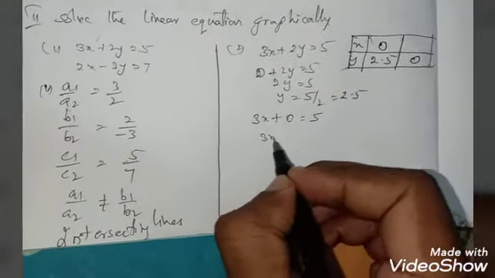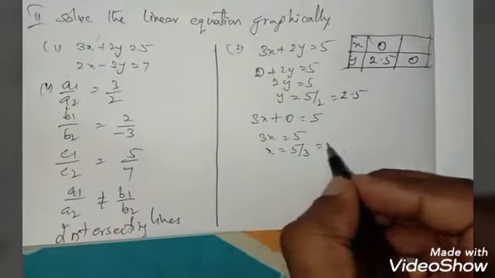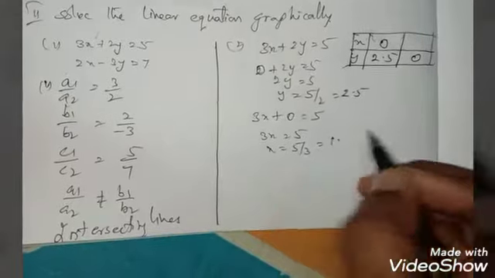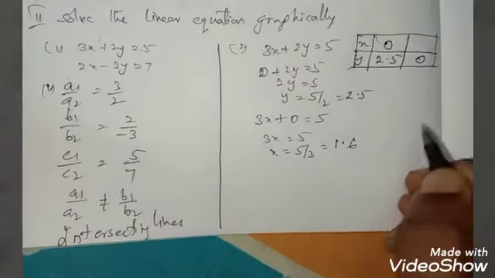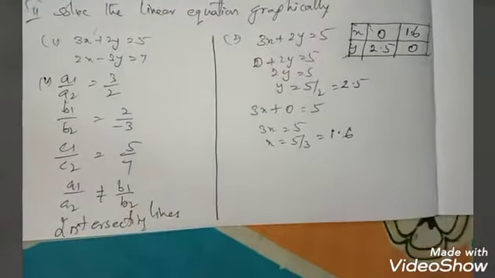You will get 3x is equal to 5, so x is equal to 5 by 3. 5 by 3 is nothing but 3 ones are 3, balance is 2, 3 sixes are 18. You will get 1.6, right? So like this you are finding the points.